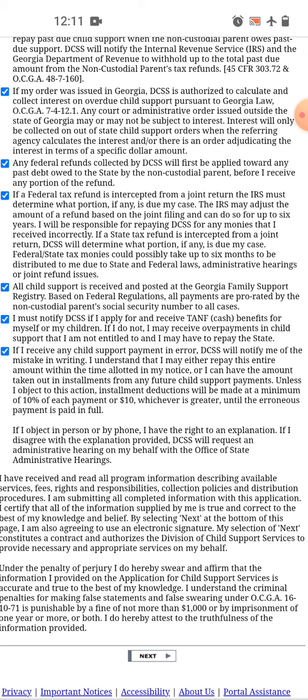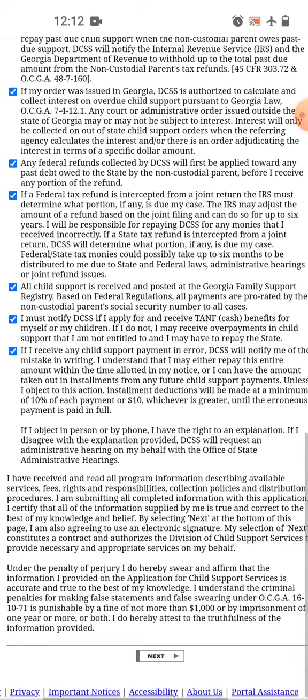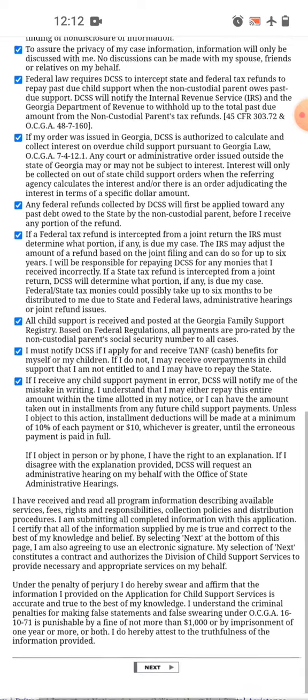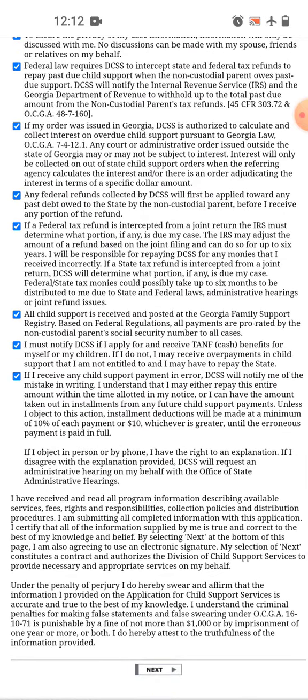Okay. If I object in person or by phone, I have the right to an explanation. If I disagree with the explanation provided, DCSS will request an administrative hearing on my behalf with the Office of State Administrative Hearings. I have received and read all program information describing available services, fees, rights and responsibilities, collection policies, and distribution procedures. I am submitting all completed information with this application.